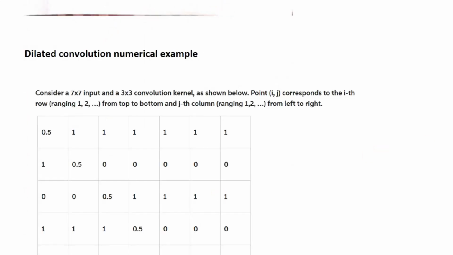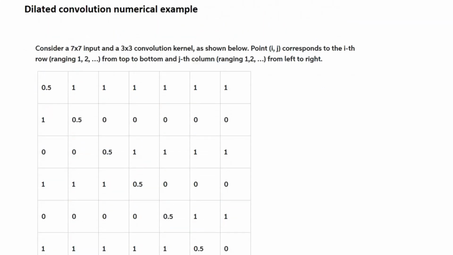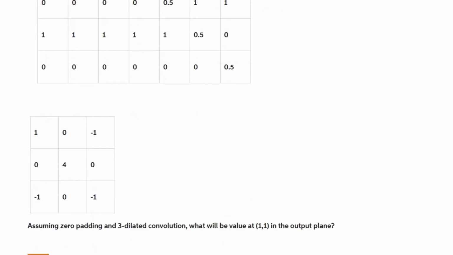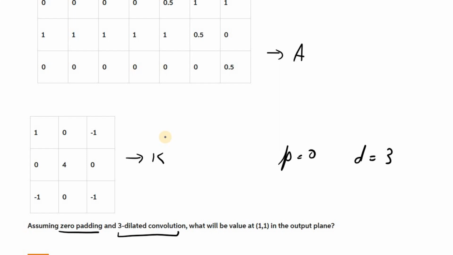We will take a small numerical example which I was able to get from Chegg and try to solve it. This is exactly a 7 cross 7 matrix which is given to us. And we are also given a 3 cross 3 convolution kernel. So let's assume that this is K and this is A as per our notation. We do have a zero padding, which means that P is equal to 0. Over here, zero padding is mentioned, and the 3 dilated convolution is there like we did previously. Here as well, D is equivalent to 3.